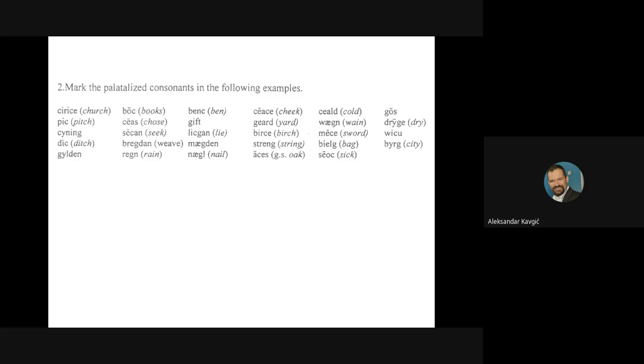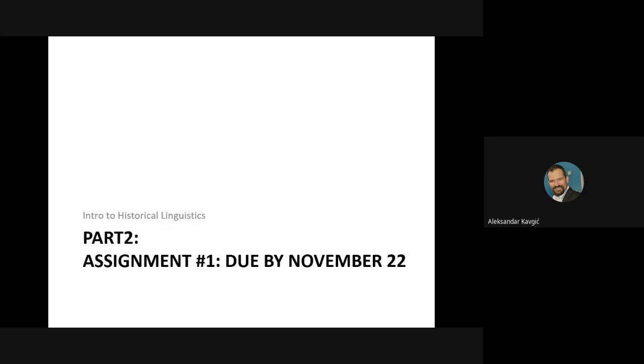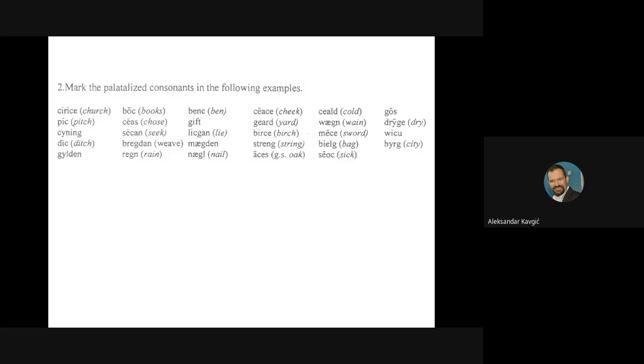In your second handout, you also have this exercise. Mark the palatalized consonants in the following examples. What you should know is that all these forms, this, for example, cirice here, is actually West Saxon. So all these examples come from West Saxon. That's the best known dialect of English.